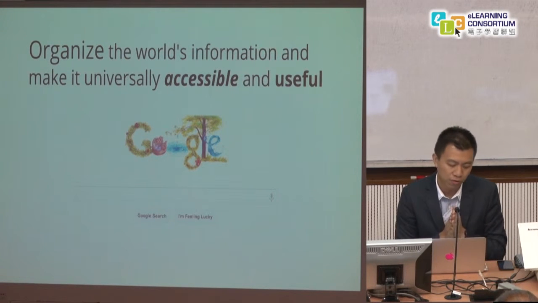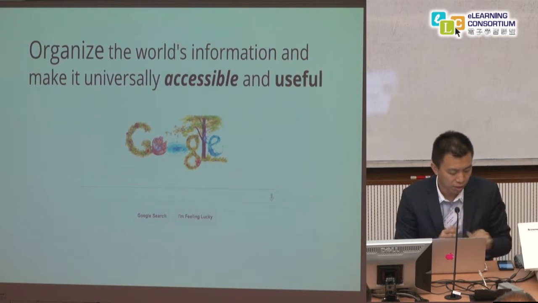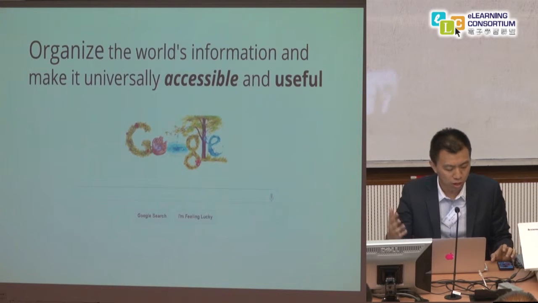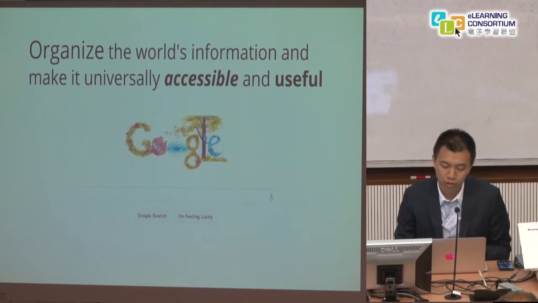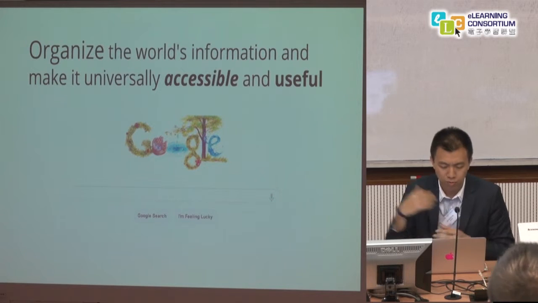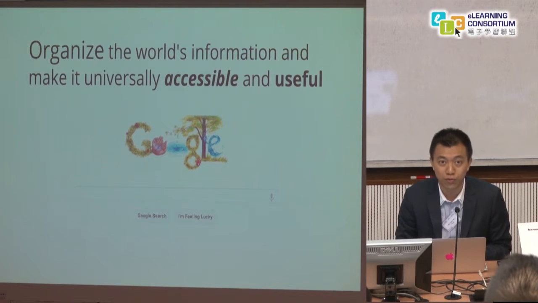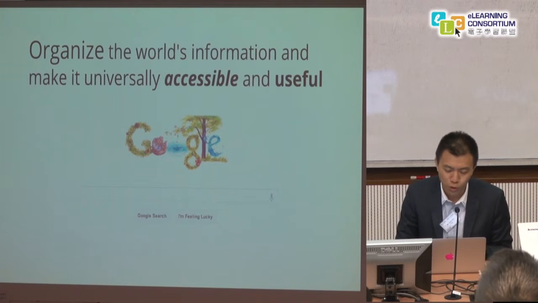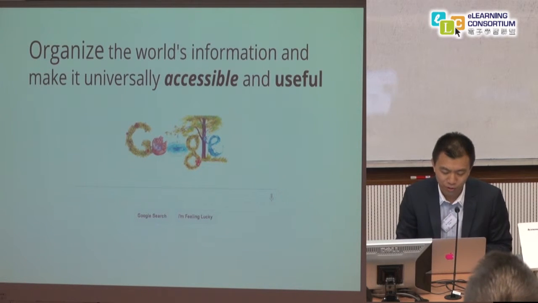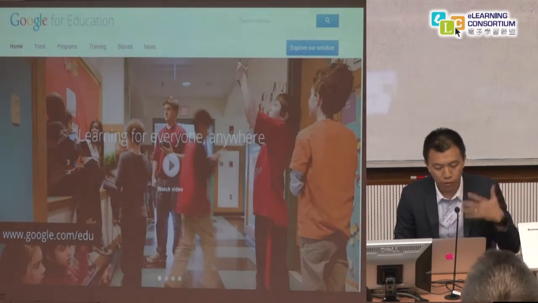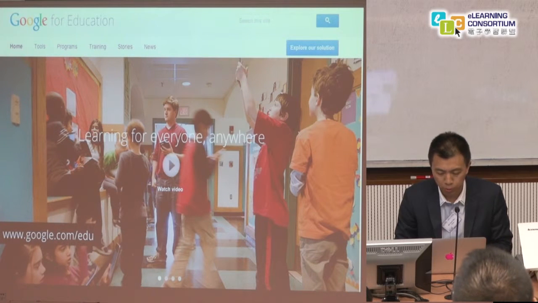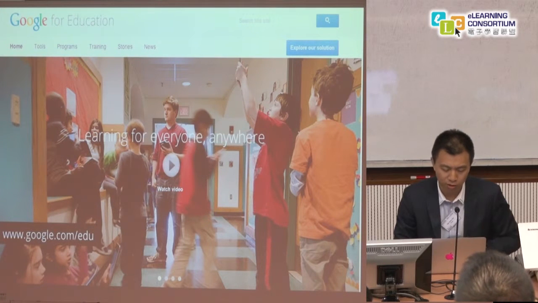So I want to start off first by talking about Google. We started as a search company, right? And our founders, when they started the company in 1998, their mission was to organize the world's information and make it universally accessible and useful. This Google Doodle is what we call the Doodle. I think we had a Doodle for Google competition for K-12 kids here in Hong Kong last year, and this was one of the winning Doodles from one of the Hong Kong kids that got put on our webpage.